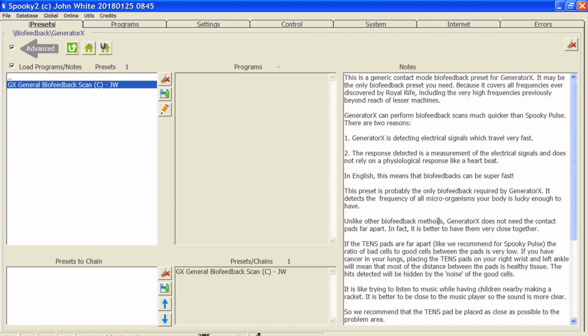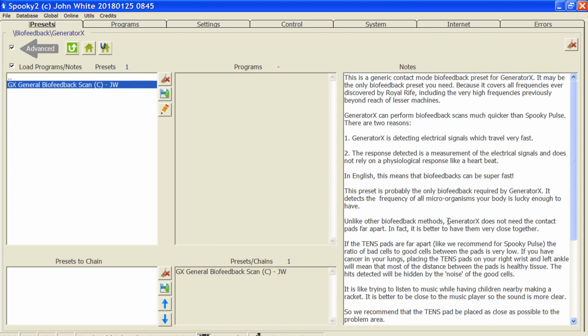Unlike other biofeedback methods, Generator X does not need the contact pads far apart. In fact, it is better to have them close together. I'll explain further why. If the TENS pads are far apart, like we generally recommend for Spooky Pulse, the ratio of bad cells to good cells between the pads is very low. If you have cancer in your lungs, placing the TENS pads on your right wrist and left ankle will mean that most of the distance between the pads is through healthy tissue. The hits detected will be hidden by the noise of the good cells.